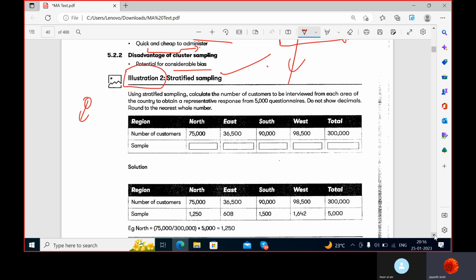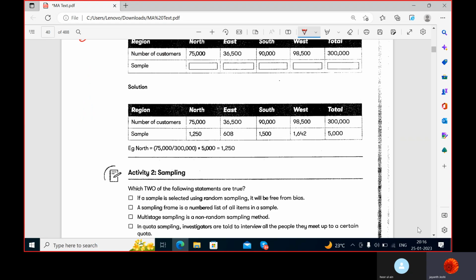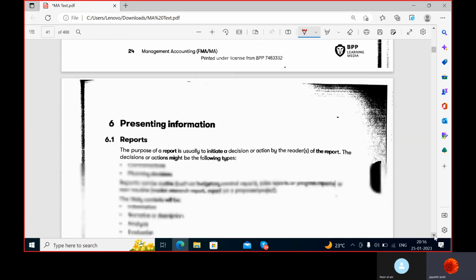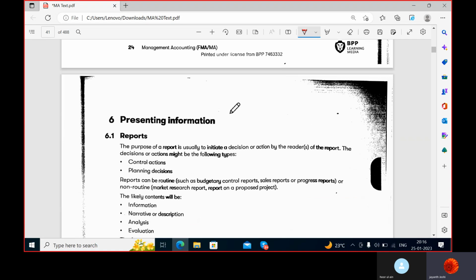So this is the illustration, and then the activity. You have to do this activity. Will you do this, Hoor? Yeah, okay. I don't want to explain such simple activities. Definitely we'll be doing the questions which are on the tougher side. So there are two activities you have to do, and then we have to discuss presenting information.